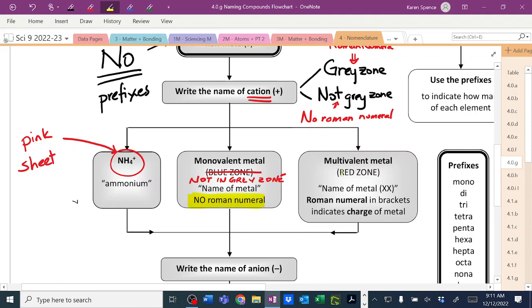If it is in the gray zone, then you need to have the name of the metal and then the Roman numeral in brackets, and that tells you the charge of the metal. Does it tell you how many of that metal there are? No, the Roman numeral does not tell you the number, it tells you the charge. Okay, the Roman numeral tells you the charge.